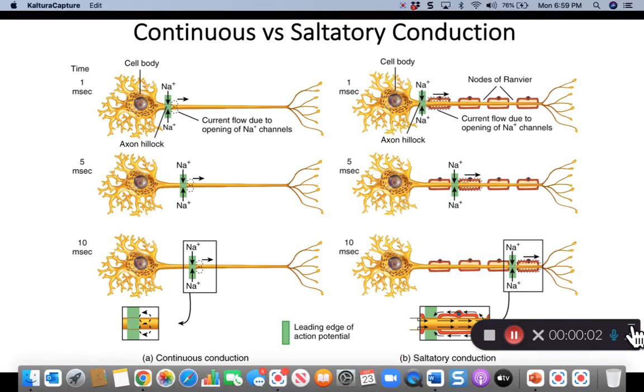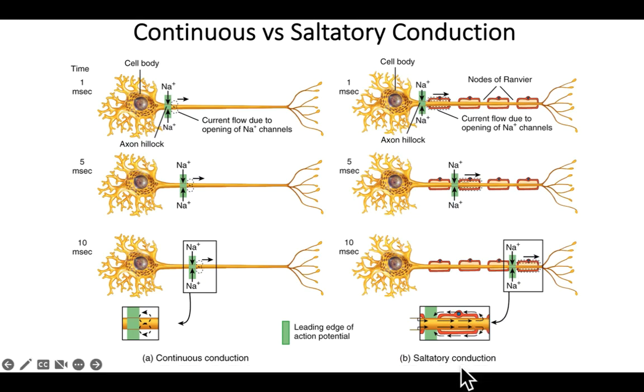In this slide, we're going to talk about what we call continuous conduction versus saltatory conduction. Saltatory conduction is when you have myelinated axons. The word saltatory actually means jumping or hopping. So the action potential can hop over the myelinated portions and jump from node to node all the way down the axon.